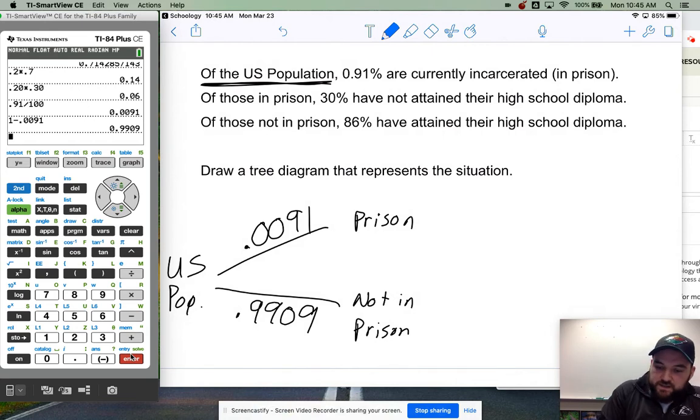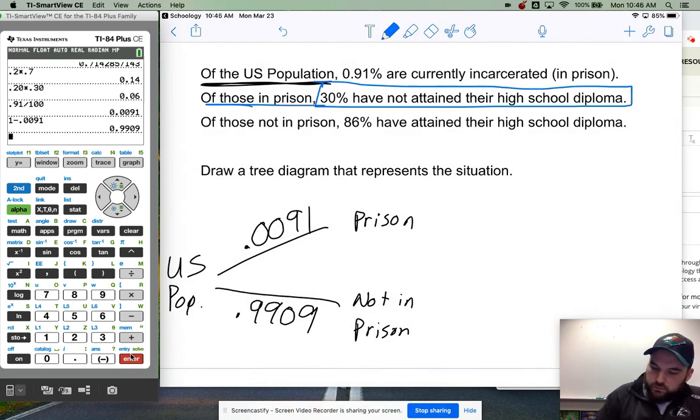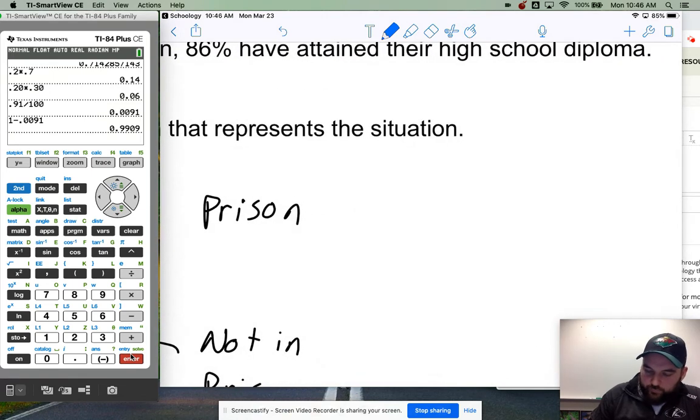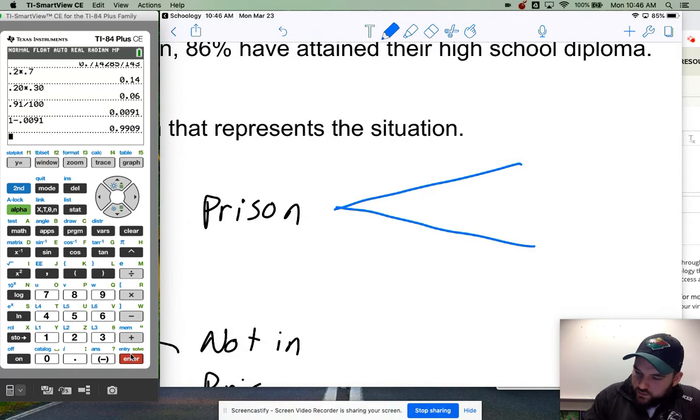The next statement says, of those in prison, 30% have not attained their high school diploma. Okay, so then from prison, I'm going to split these into two categories. Those with the high school diploma and those without high school diploma.